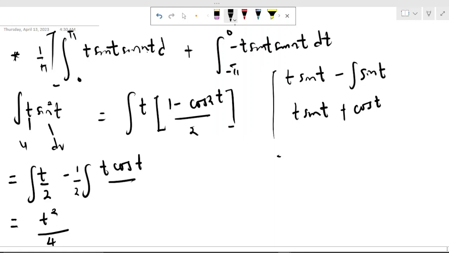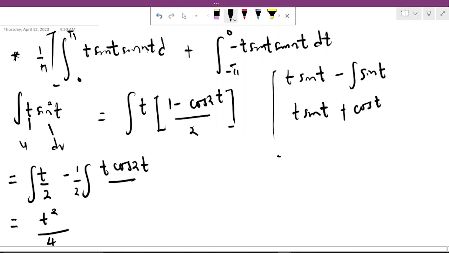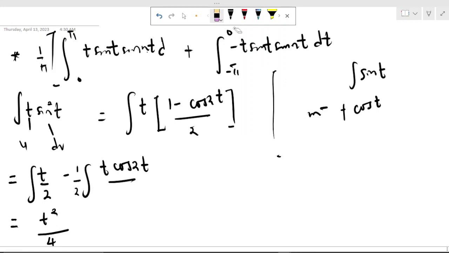But remember, oh, another mistake. I think I found that out early. So this should be cos 2t. So let's go over this again.